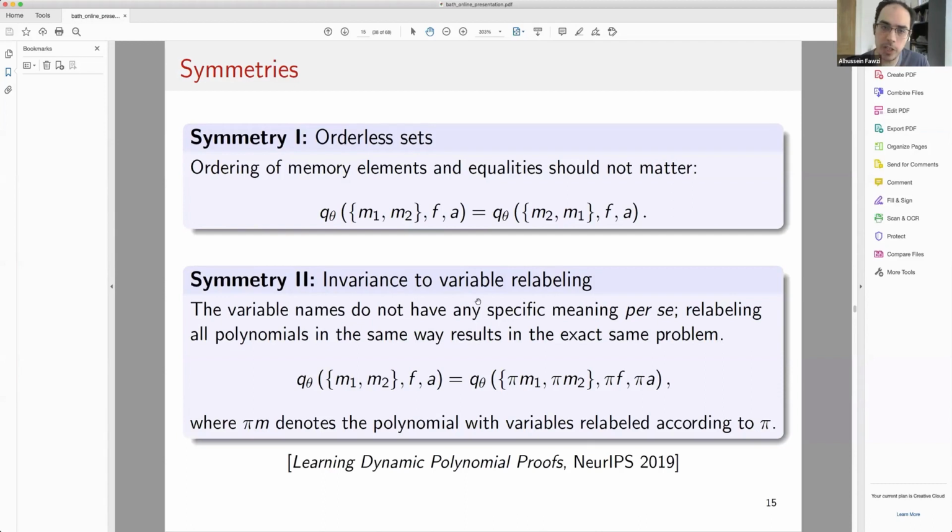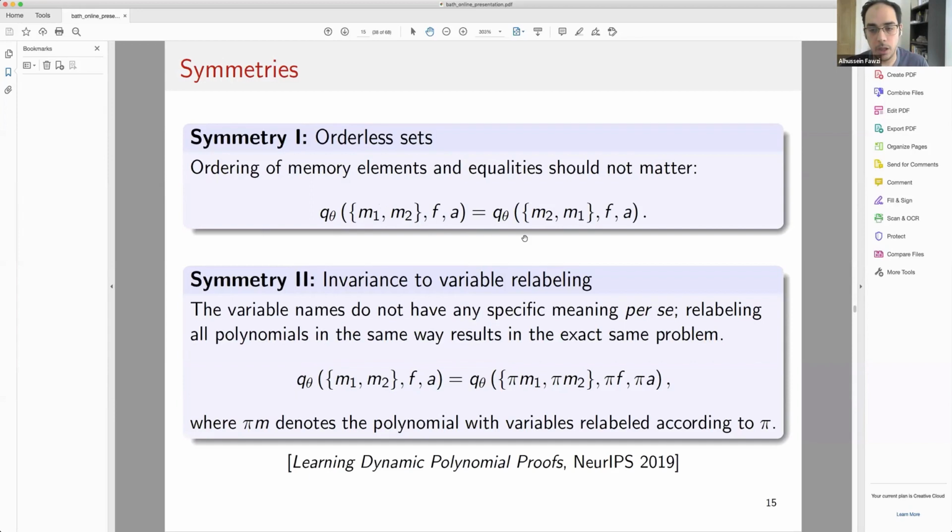The second thing you need to do in order to make this work is to incorporate symmetries. There are many different polynomials that are equivalent to each other. We know that they are equivalent, but the neural network doesn't know that. So you need to put these symmetries in the architecture of the neural network. The first symmetry that we took into account is the orderless symmetry. It doesn't matter in which order you have proven the lemmas, as long as you have proven the same ones. So the Q-value function has to be invariant to permutations of the elements in the memory.